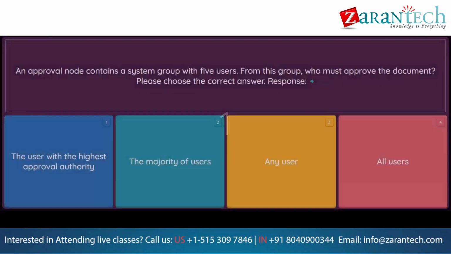Question: An approval node contains a system group with 5 users. From this group, who must approve the document? Please choose the correct answer. Response: Option 1, the user with the highest approval authority. Option 2, the majority of users. Option 3, any user. Option 4, all users.